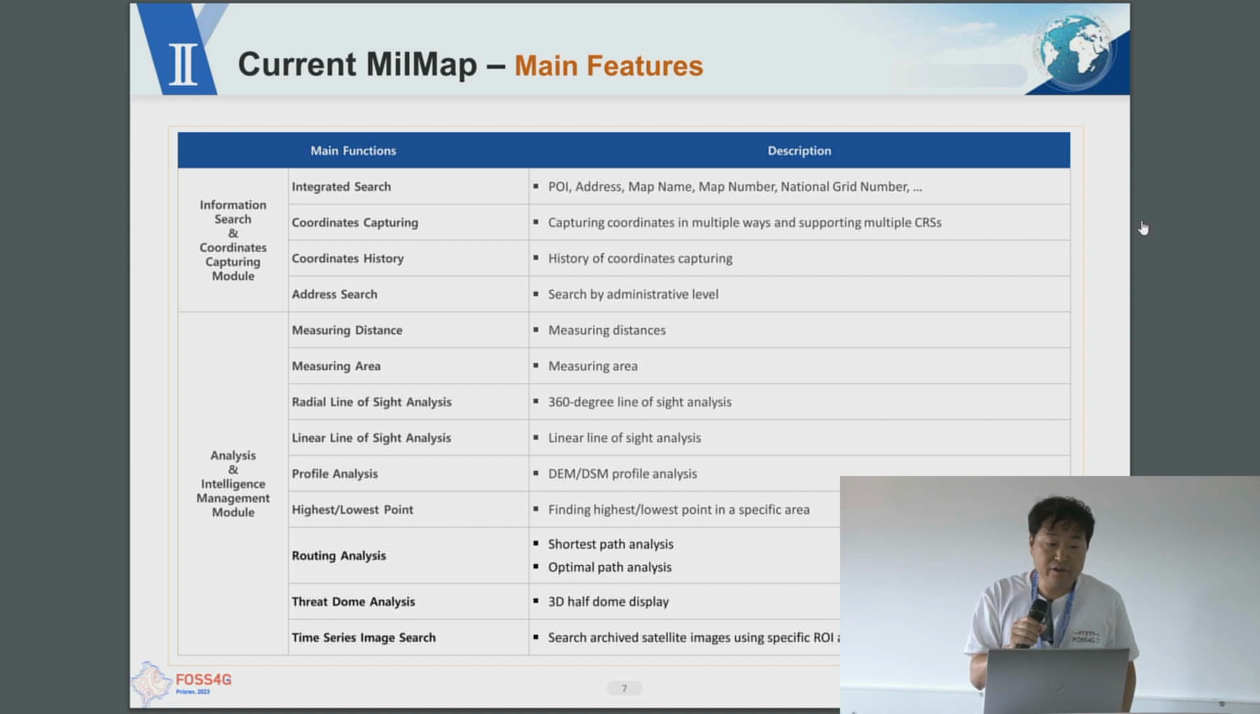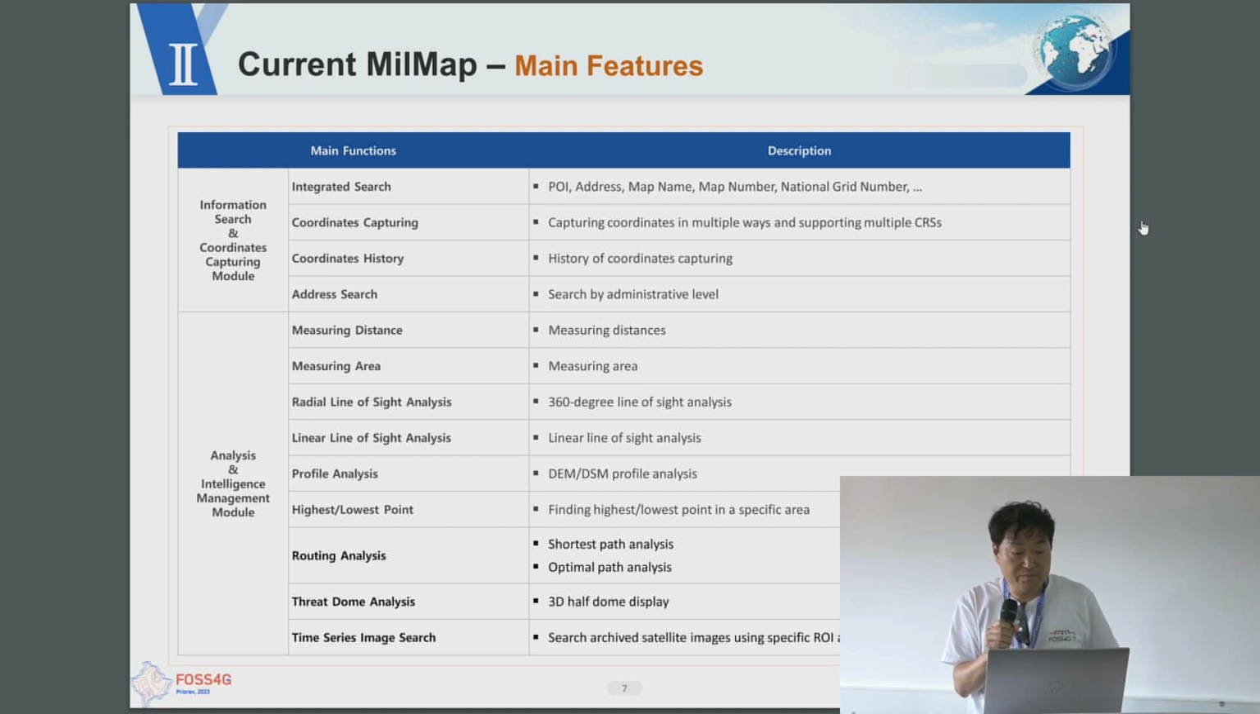So this is the current MilMap's main features. MilMap provides this kind of things: information search and coordinate capture and analysis and intelligence management module. So I'll talk about one by one. Military officers can search many things: POI, address, map name, map number, and the national grid number. Also, they can capture the coordinate in multiple ways. Also, they can search many things via administrative level as well.